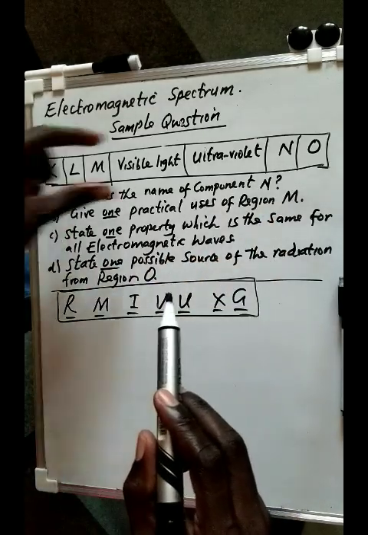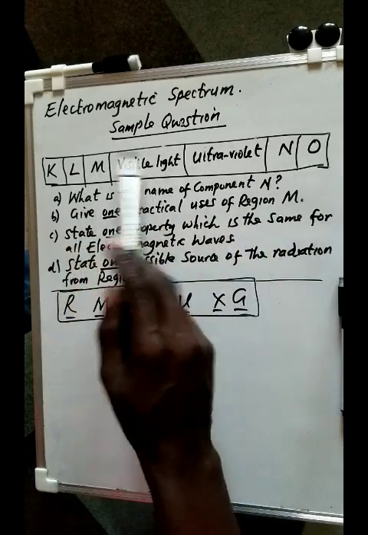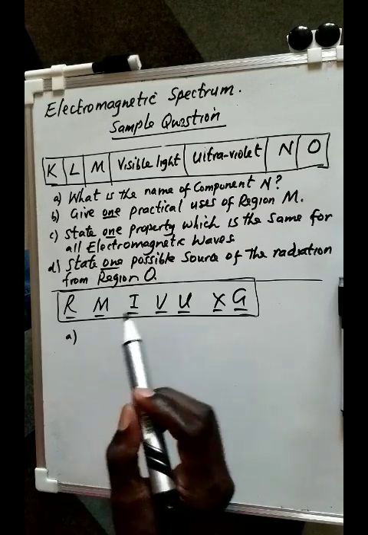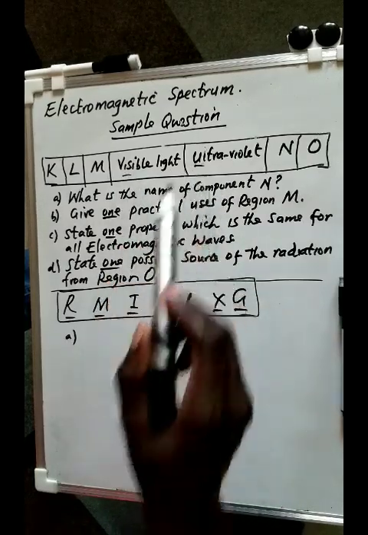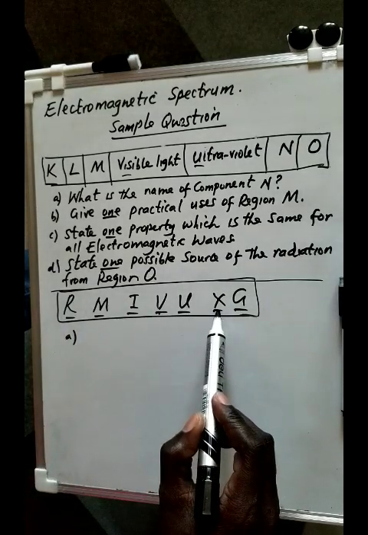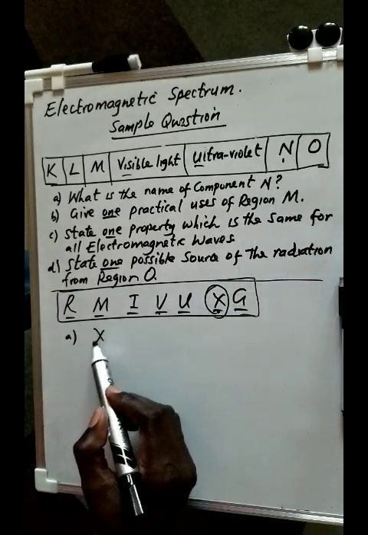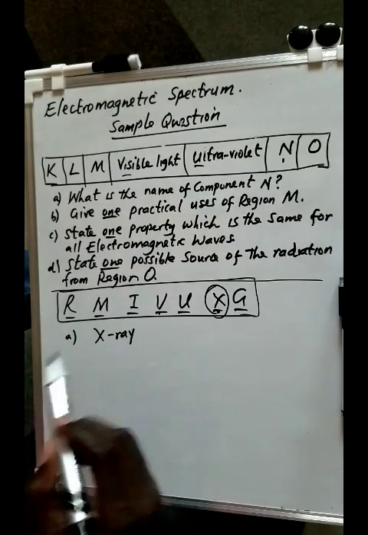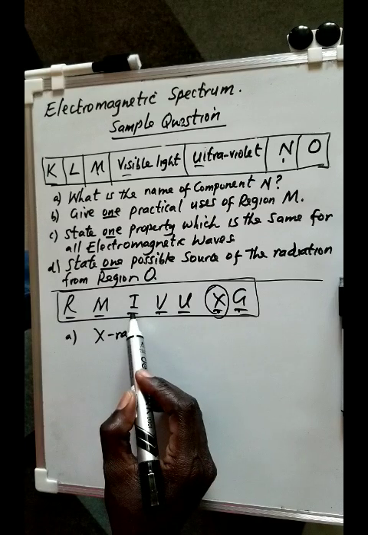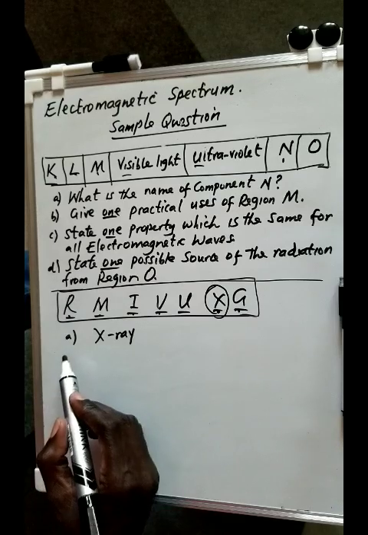So you can see they gave us waves in the electromagnetic spectrum. Some of them were labeled with K, L, M, and they also just showed us visible light and ultraviolet. Then A was asking, what is the name of component N? If you look at your visible light and ultraviolet, this is the order they are following. So the next one should be, in this case, what is representing N there, which is X-rays. Then O is simply gamma rays. You can see M is infrared, L is microwave, and K is representing radio waves. So that's what you needed to answer.